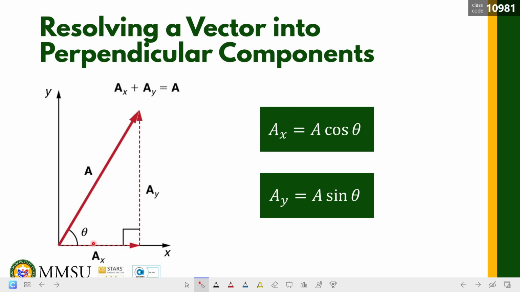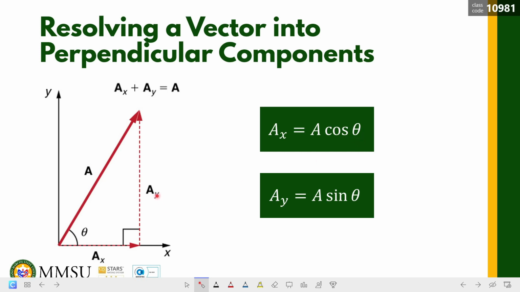This is the angle resolved from the x-axis. So, kung titignan natin dito, naka-form lang tayo ng right triangle. And when we talk about right triangle, ang ginagamit natin is the SOHCAHTOA. Remember sa trigonometry natin? Either the SOHCAHTOA lang and the Pythagorean theorem. Diba? So, using SOHCAHTOA, cosine theta is equal to the adjacent over hypotenuse. We'll come up with the value of A sub x. Ito na yung formula natin. A sub x is equal to A times the cosine of angle theta.